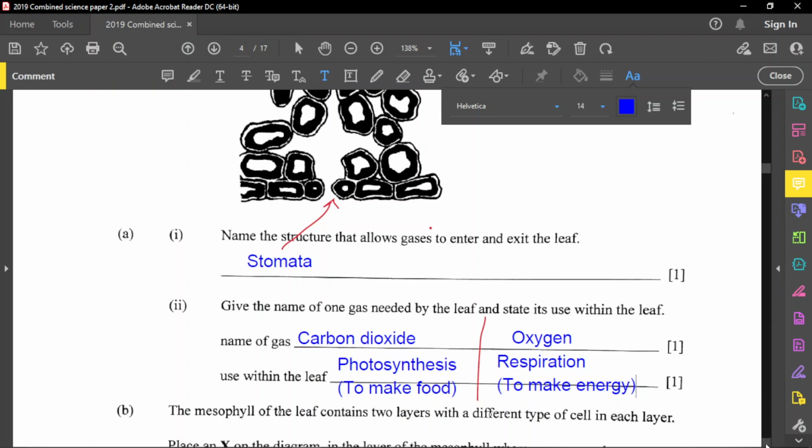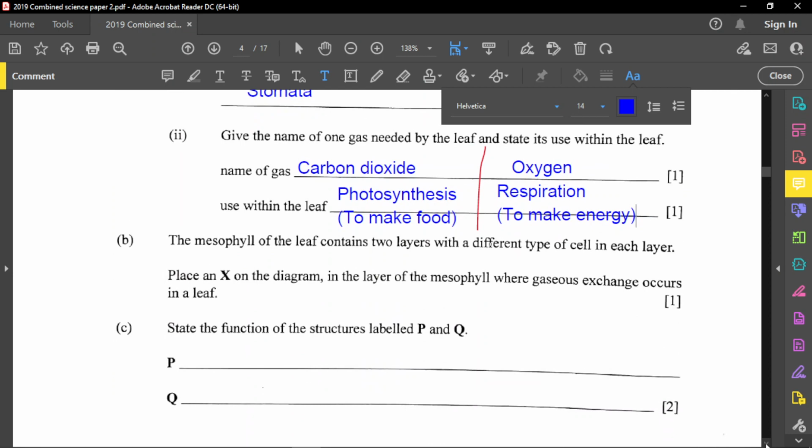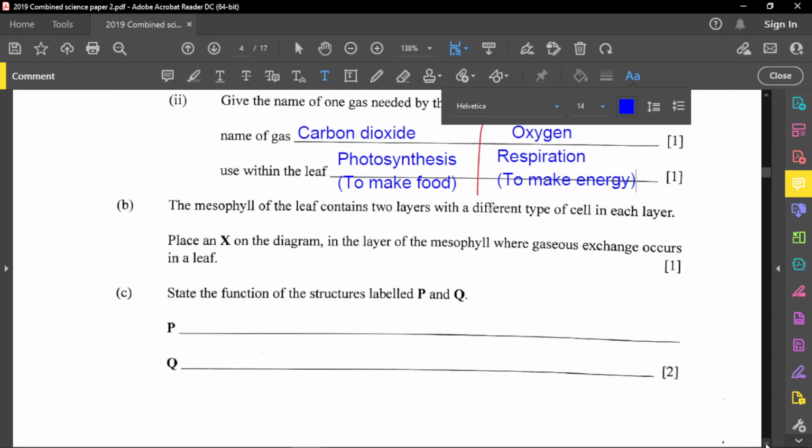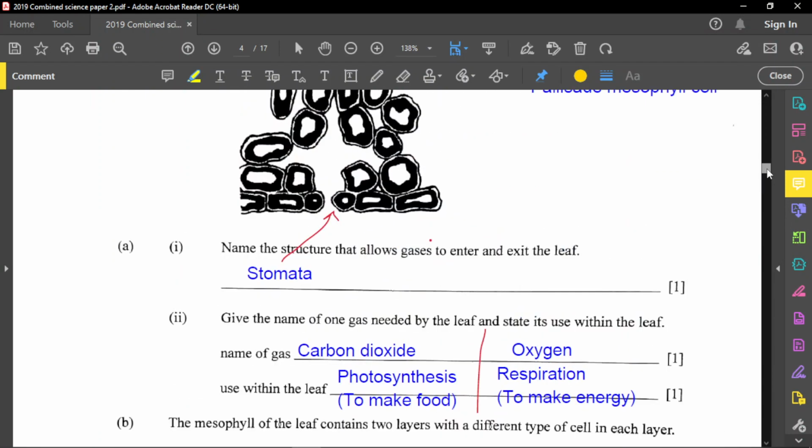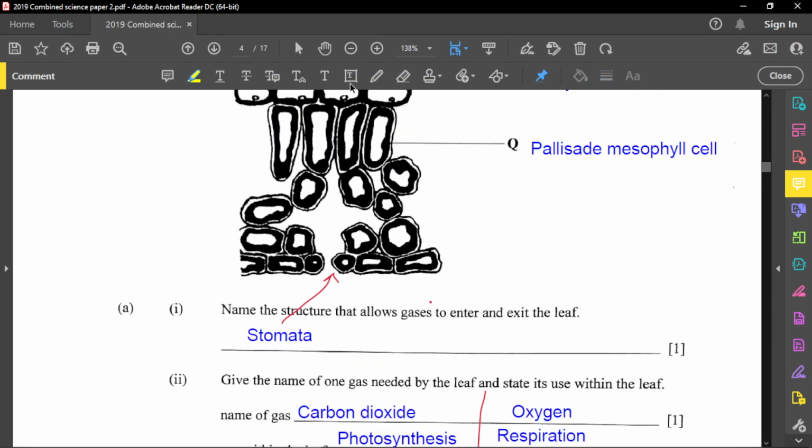All right, so part B, it said the mesophyll of the leaf contains 2 layers with a different type of cell in each layer. Place an X on the diagram in the layer of the mesophyll. I'm going to highlight this because it says within the mesophyll. So you're going to place the X within the mesophyll where gaseous exchange occurs in a leaf, and label it X.